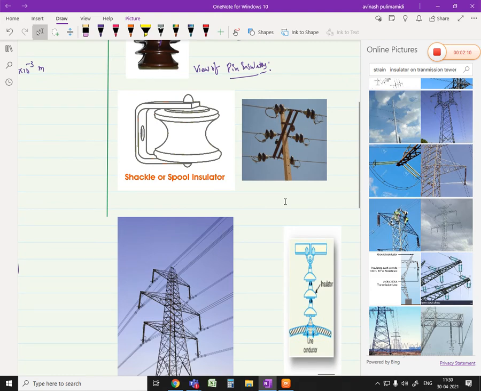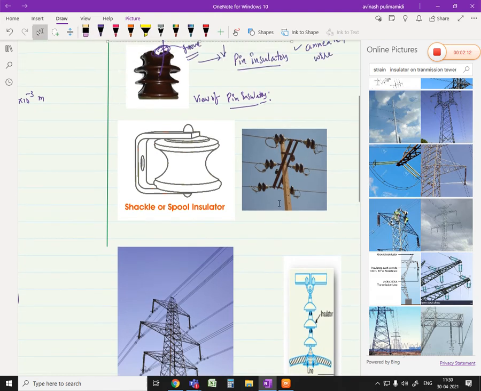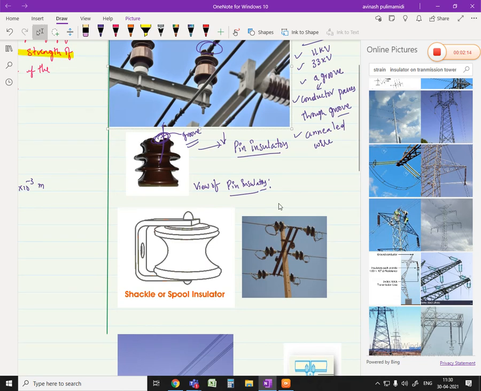So the next point for pin insulators: pin insulators are mainly used up to 33 kV. Beyond 33 kV, pin insulators will be uneconomical. Here the factor of safety, we have to measure this. Factor of safety will be generally about 10.